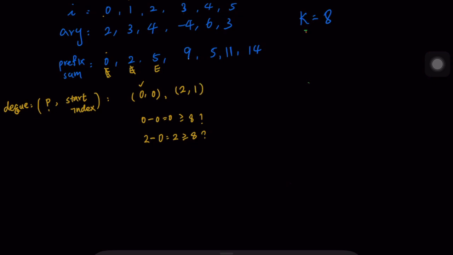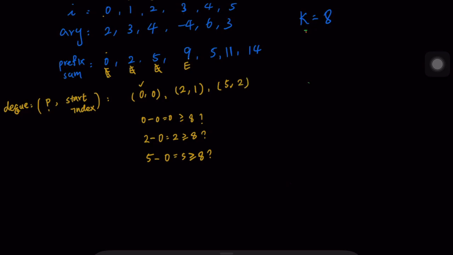For the ending index here, we have 5 minus 0. It is 5. Is it bigger or equal to 8? No, it is not. So we will move our ending index to the next position and also put the current index in our deque. It means it can be a start index for the future ending index. So we'll have a 5 and the index is 2 here.